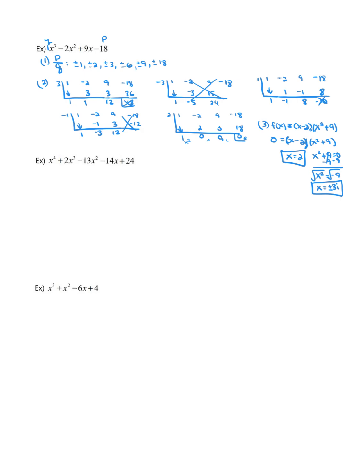All right, so the next one is x to the 4th, which means I'm going to have 4 solutions. So first, start with our p over q. So again, since q is 1, it would be all the p's over 1. So we can just go straight to p over q. So 24 is 1 times 24, 2 times 12, 3 times 8, and 4 times 6.